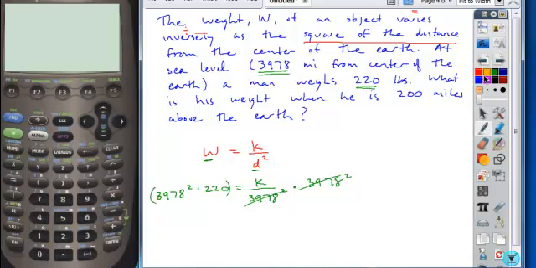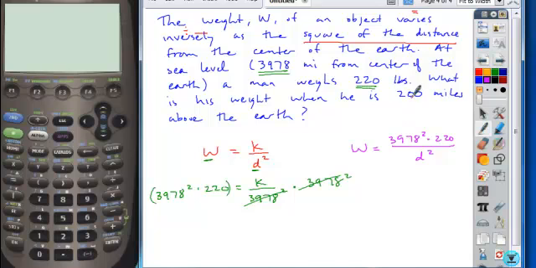So I get my new equation. My new equation is weight is equal to this number, 3978 squared times 220, and that's all divided by D squared. So here's my general equation. So if I want to see what is his weight when he's 200 miles above the Earth, what do I do with this 200 miles? Is that the D value? No. What do I have to do to find the D value?